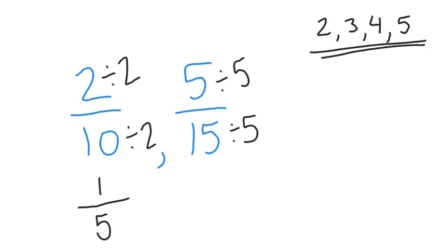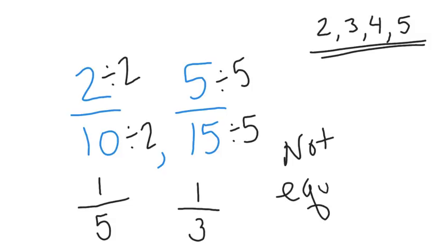5 divided by 5 is 1. 15 divided by 5 is 3. So these are not equivalent. And my reason being is that when they are in simplest form, they're not the same number.